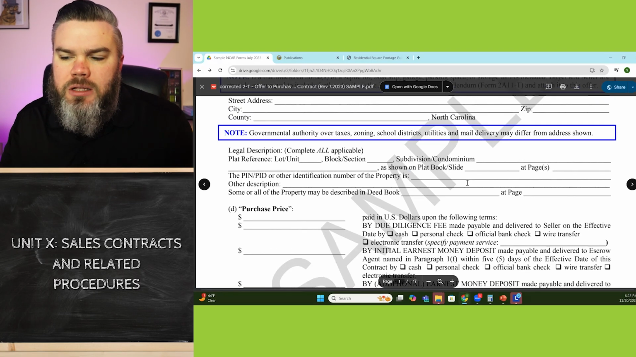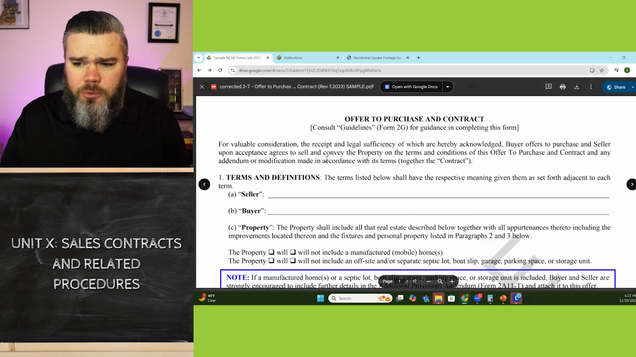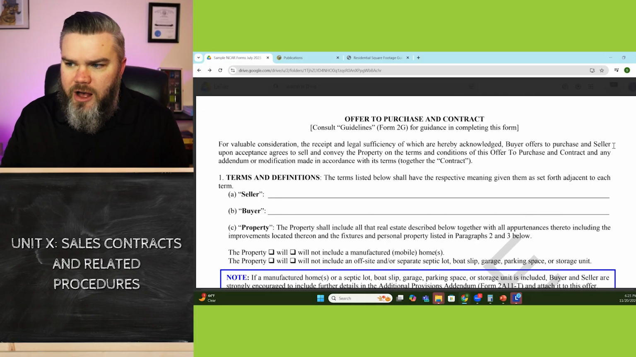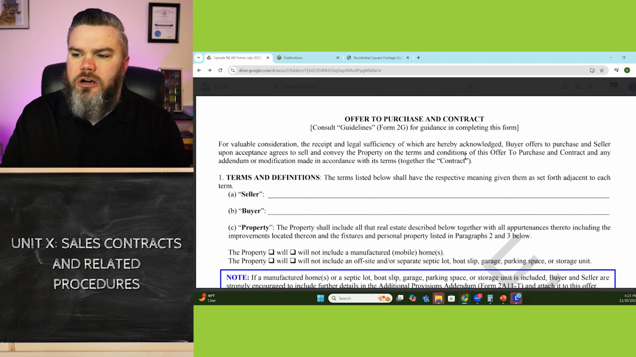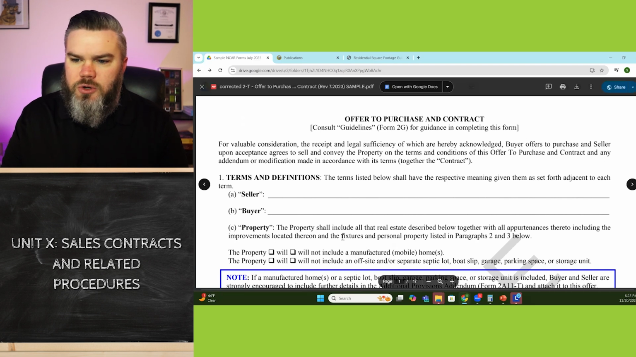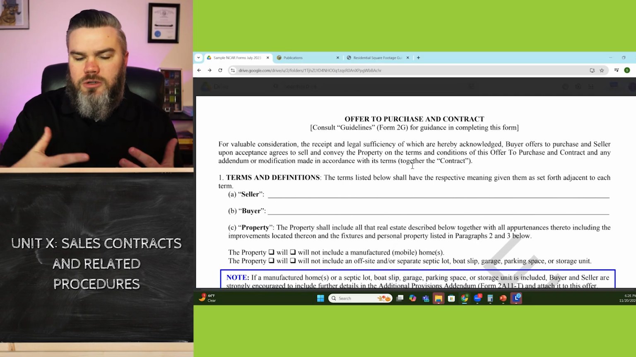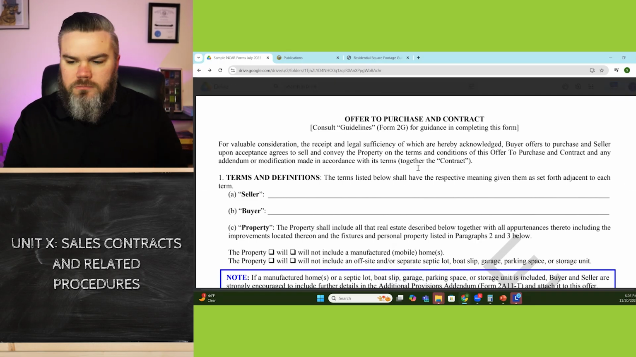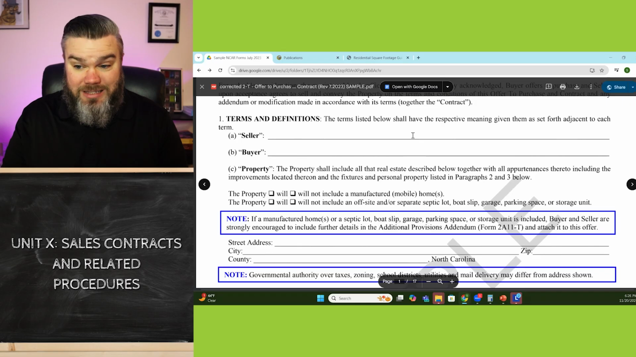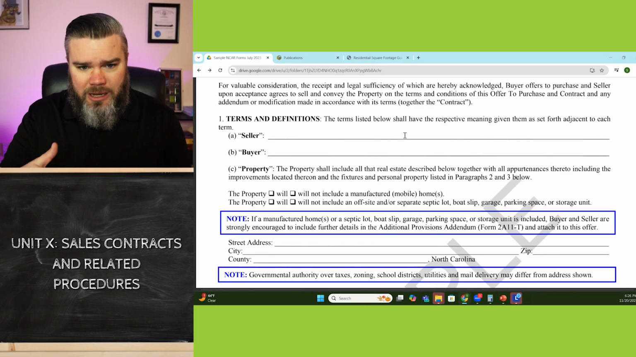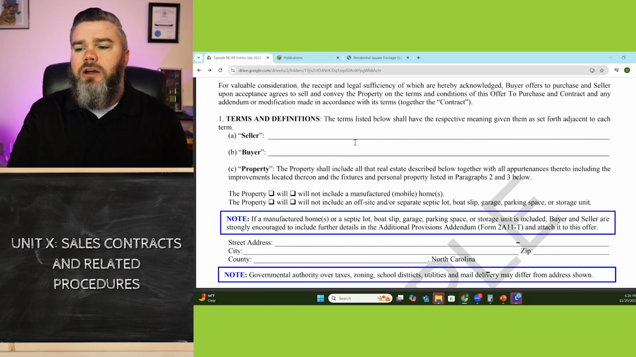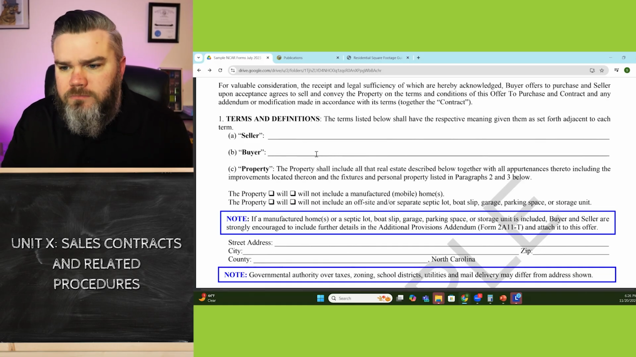And so, for valuable consideration, the receipt and legal sufficiency of which are hereby acknowledged, buyer offers to purchase and seller upon acceptance agrees to sell and convey the property on the terms and conditions of this offer to purchase and contract, and any addendum or modification made in accordance with its terms, together just referred to as the contract. Then we name the seller. And we want legal names, right? We need legally adequate names, no nicknames, what's on the deed. Buyer, same thing. What are their legal names?